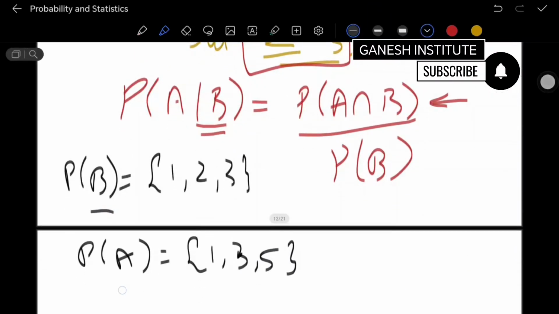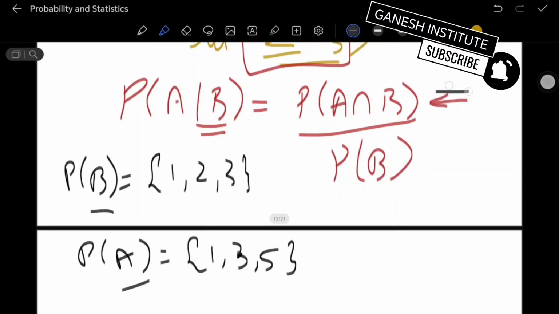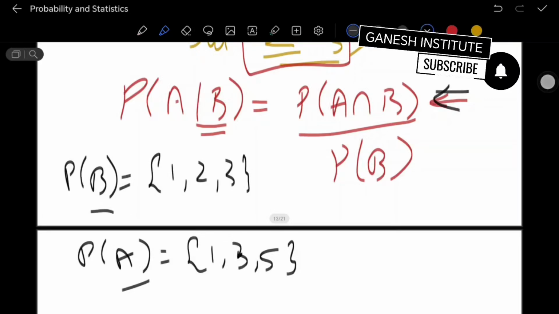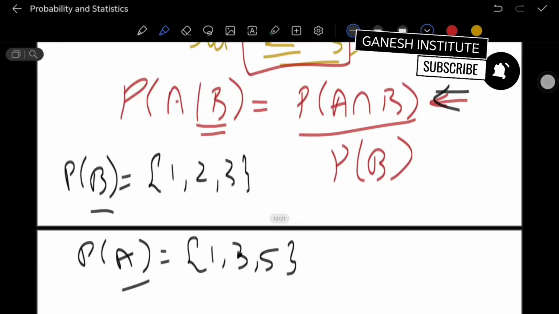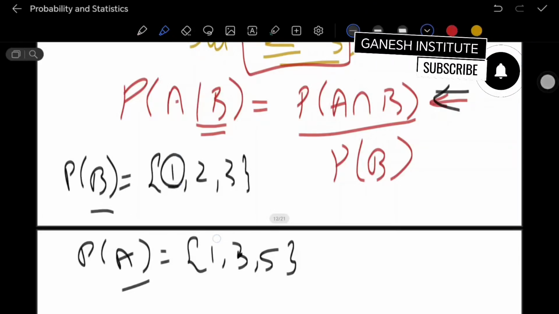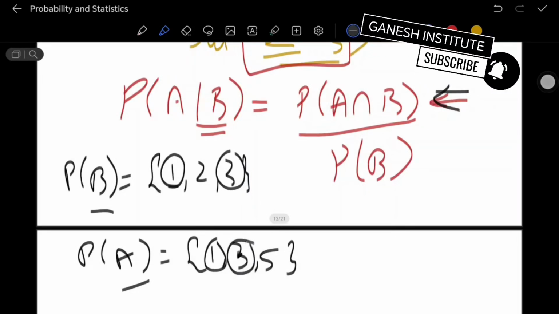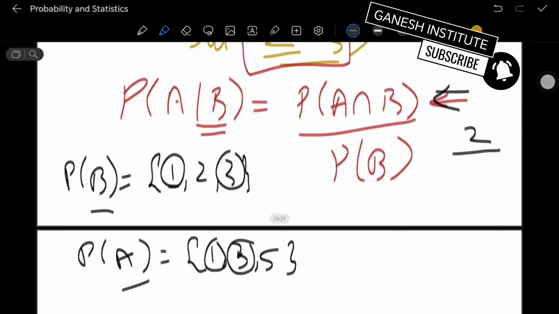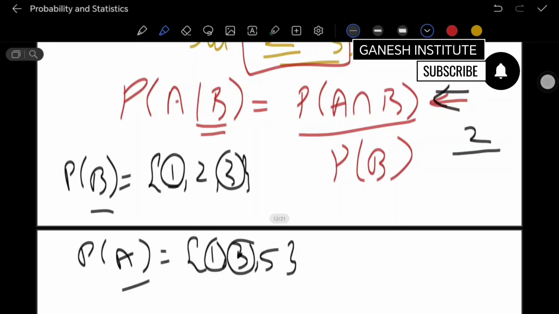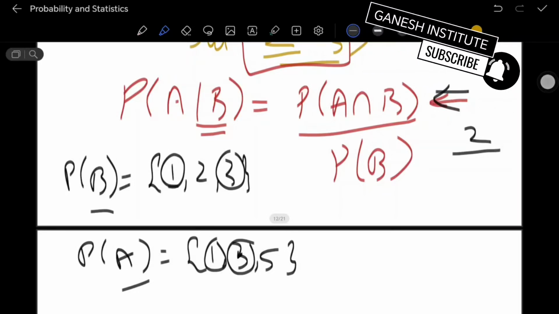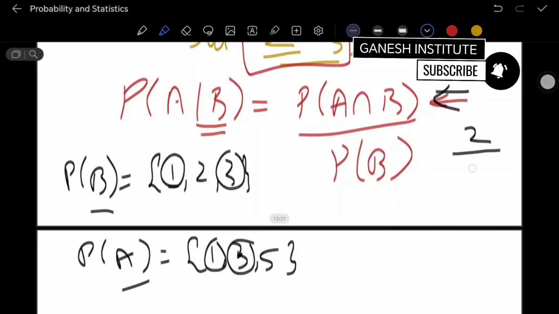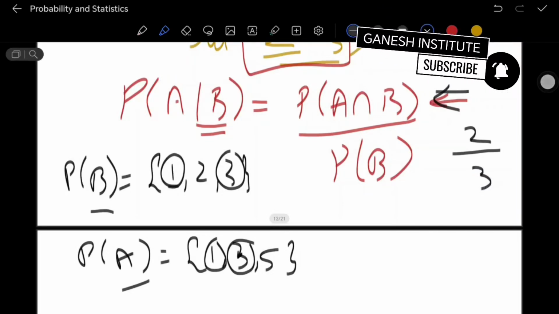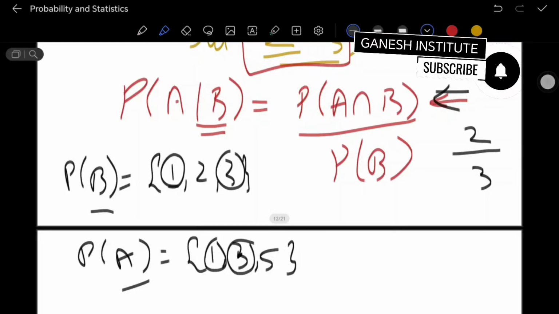So what is common? We have to find out the intersection. What is common in these two? That means a number which is odd but less than or equal to 3. That is 1 and 3, that means 2 outcomes are there. And the total is 3. So this is how you are supposed to find out the conditional probability.